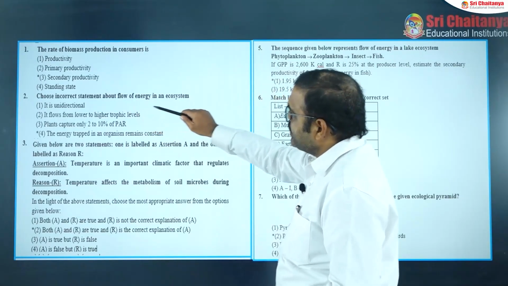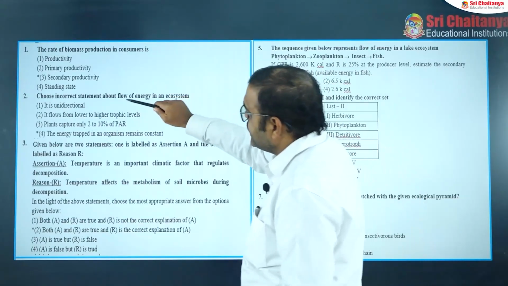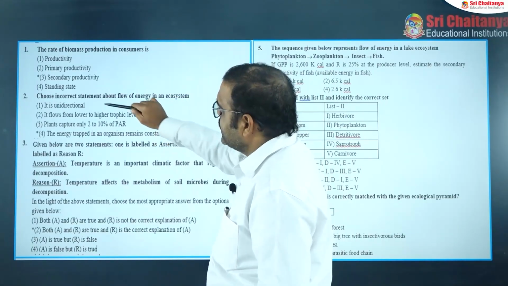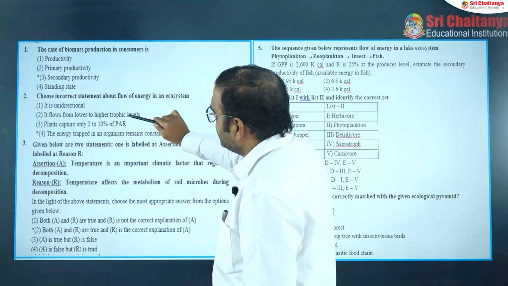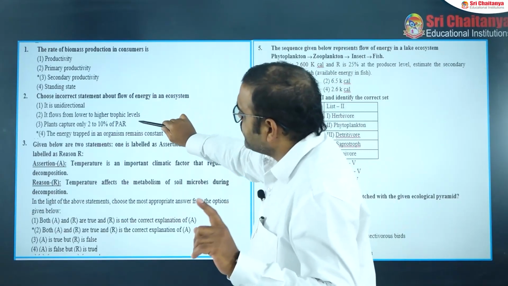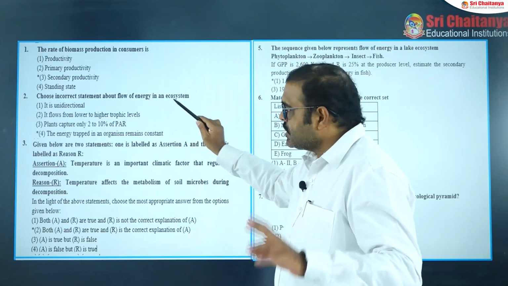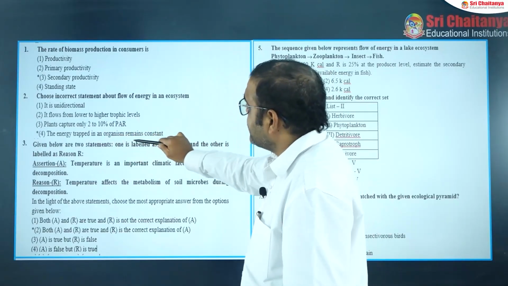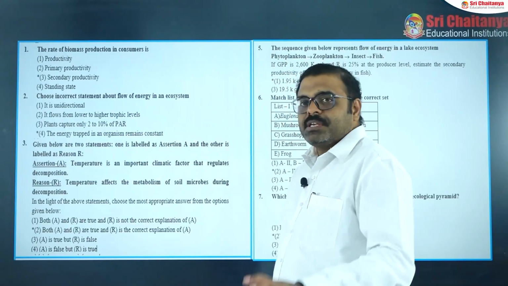Then the incorrect statement about the flow of energy: unidirectional is correct, and flow from the lower to higher trophic level is correct, and plants capture only 2 to 10% of PAR, it's also correct, but the energy trapped in organisms remains constant is incorrect.